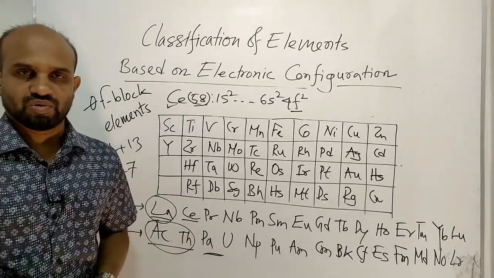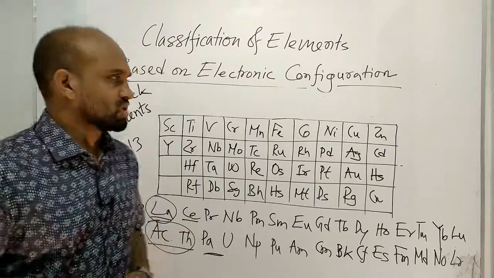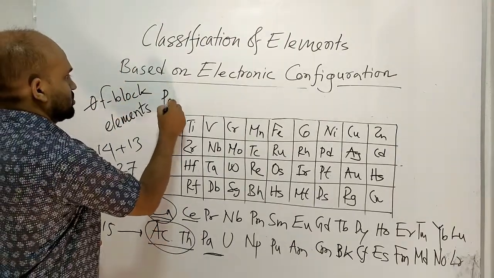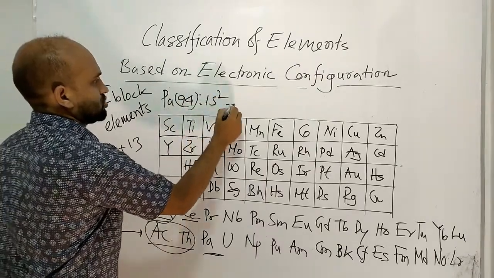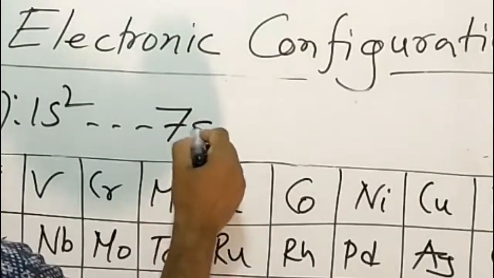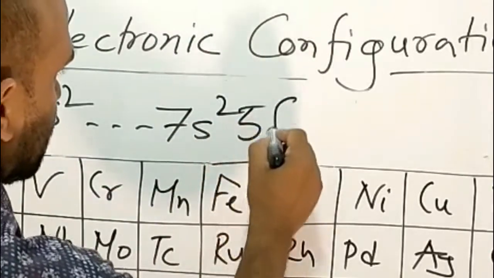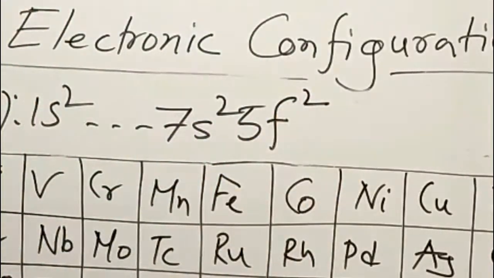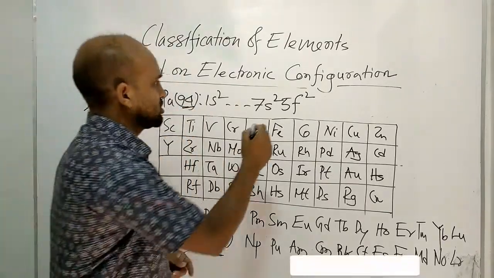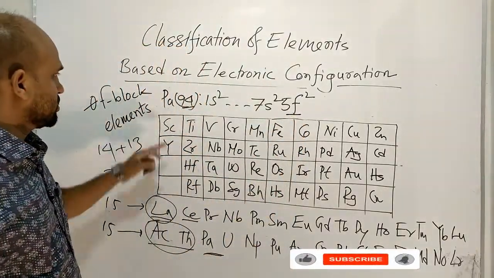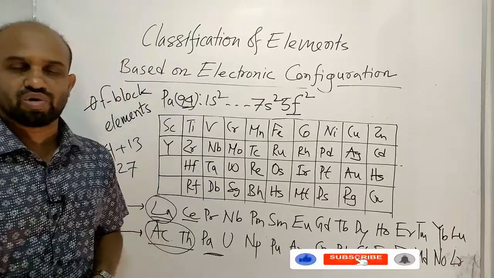Let's see another example. Now let's see plutonium 94. 1s2, 7s2, 5f2. That means the last electron, the 94th electron, enters the f orbital. So this is an F block element as well.